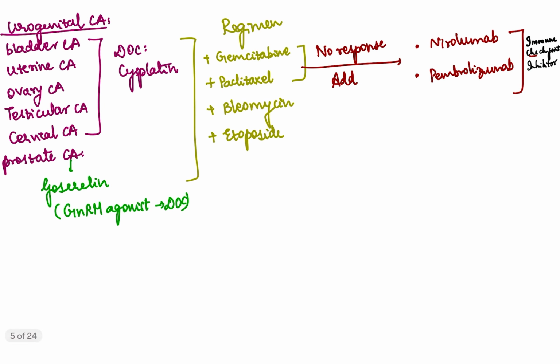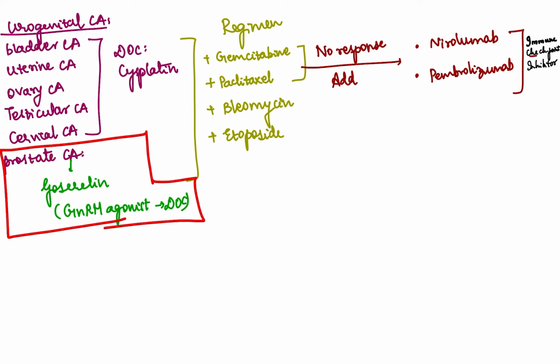The next is urogenital carcinoma, for bladder, uterine, ovary, testicular, cervix, and the prostate cancer. The drug of choice remains cisplatin, except in cases of prostate cancer. In cases of prostate cancer, the drug of choice is goserelin, which is a GnRH agonist. So for urogenital cancer, which includes bladder cancer, uterine cancer, ovarian cancer, testicular cancer, and the cervical cancer, the drug of choice is cisplatin. For prostate cancer, the drug of choice is goserelin, which is a GnRH agonist.